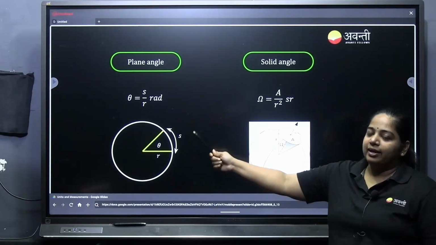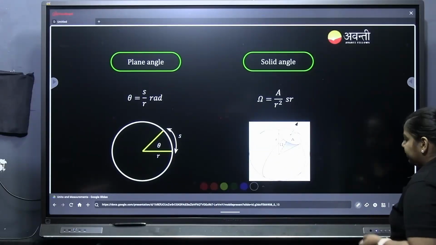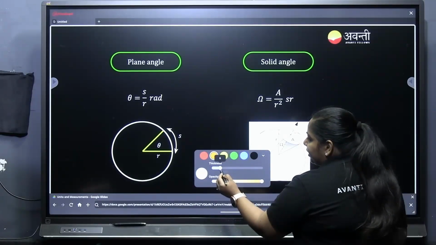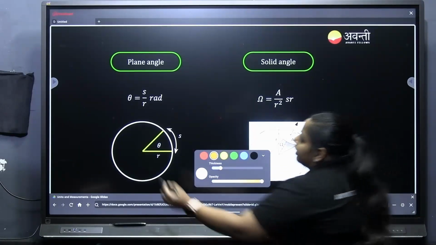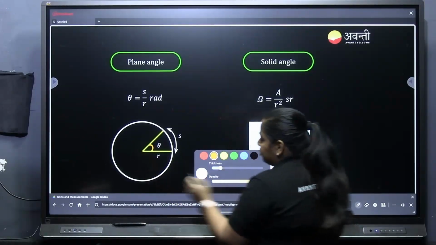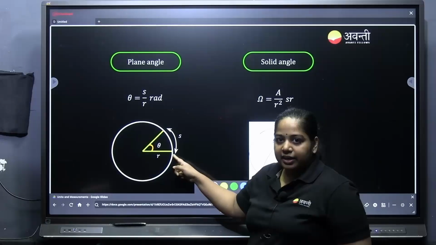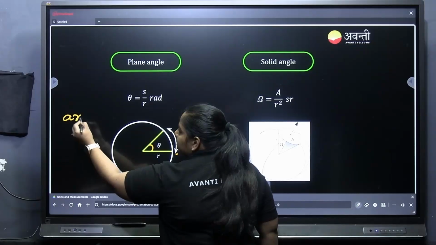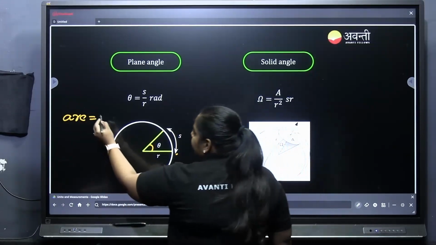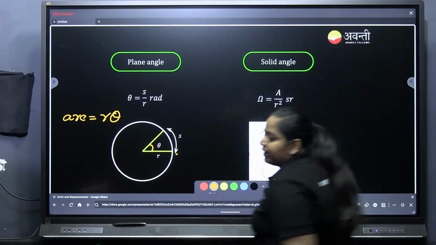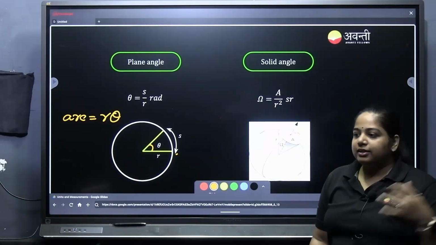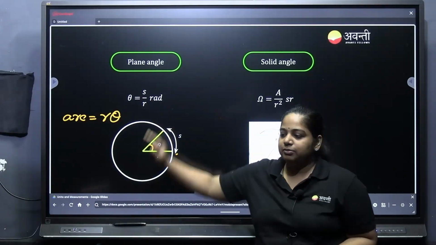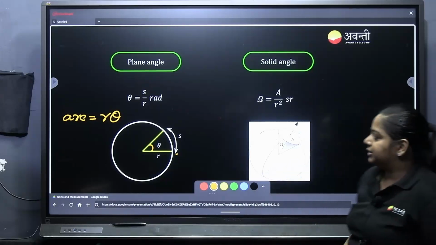Now what is plane angle? What is solid angle? As you can see here, plane angle is related to a circle. If theta is the angle subtended by this and s is the arc length, you know this formula, arc length equal to r theta, radius into theta. This equation you already knew. So theta equal to arc by radius, that is plane angle and unit is radians.